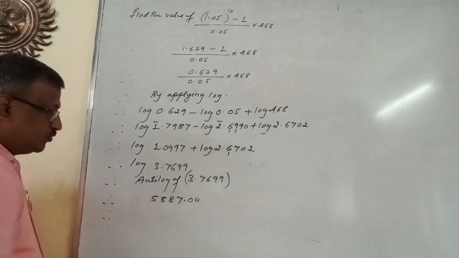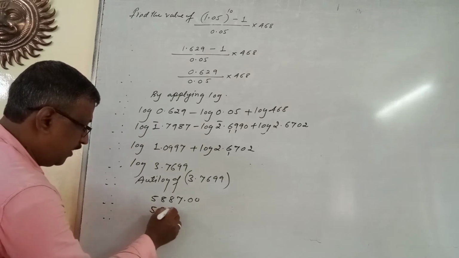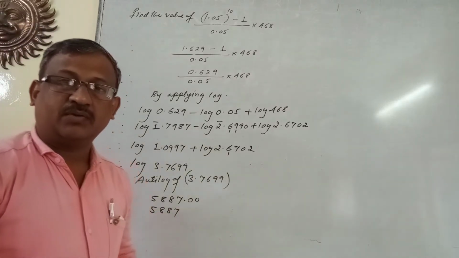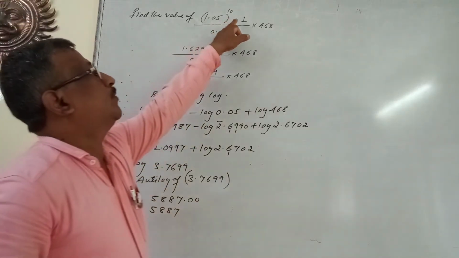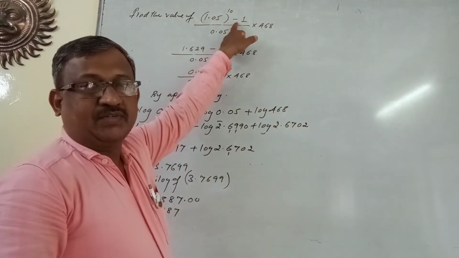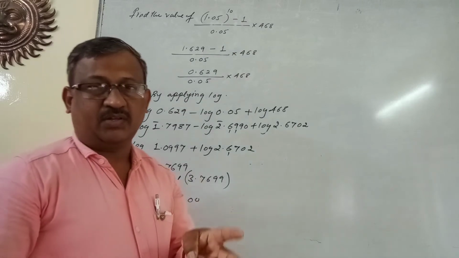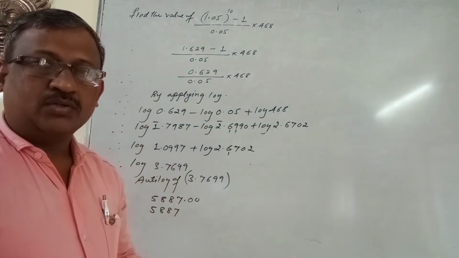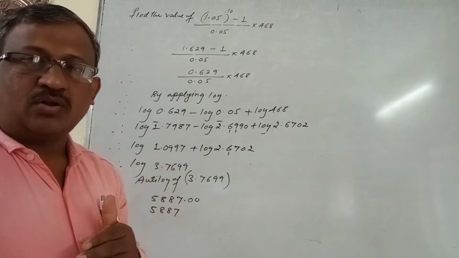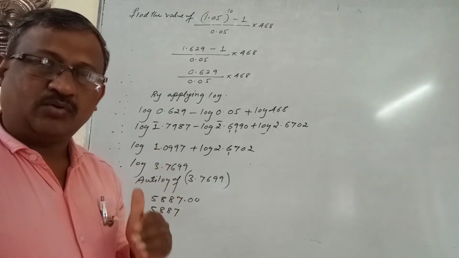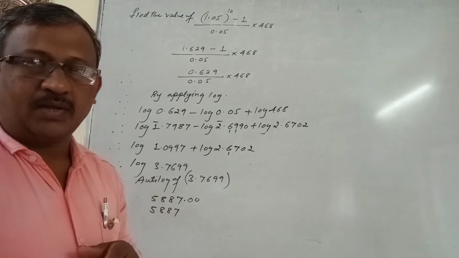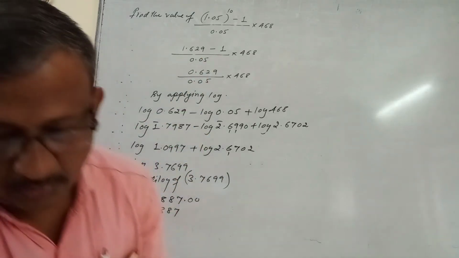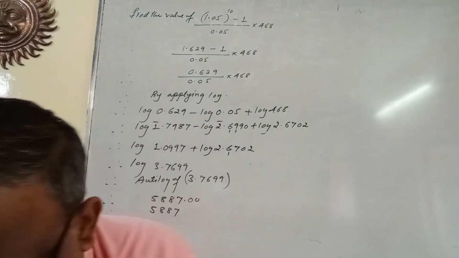So it comes to 5887. So this is how you have to find out the value. This point you have to remember: whenever there is a negative or positive sign in between the values, we cannot apply the log directly, right? First you have to solve that plus or minus, get that sign cancelled, and then you have to apply the log. So I hope it is clear to you all. Now we'll take another example on this.